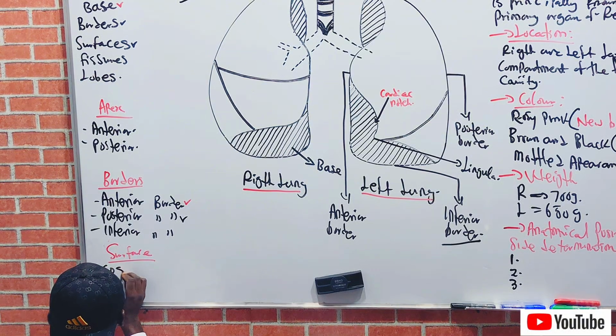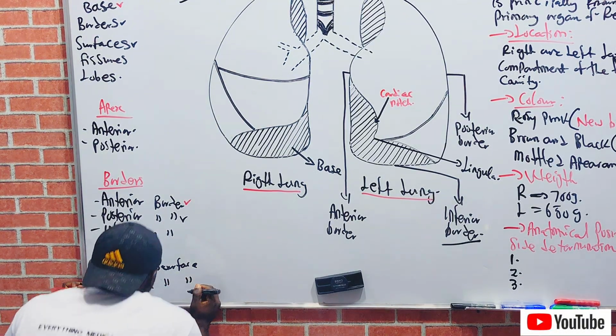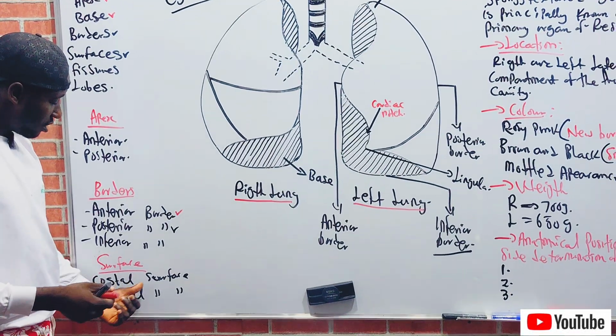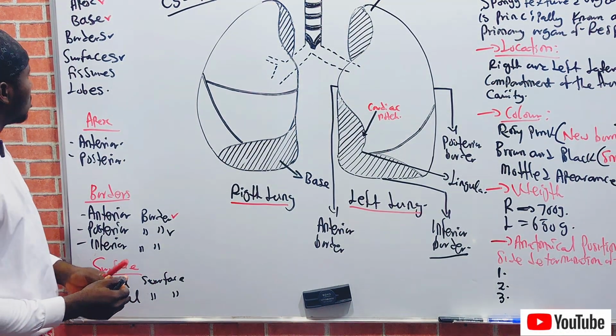You have the costal surface and the medial surface. So the lungs have two surfaces, the costal surface and the medial surface. Let's start with the costal surface.